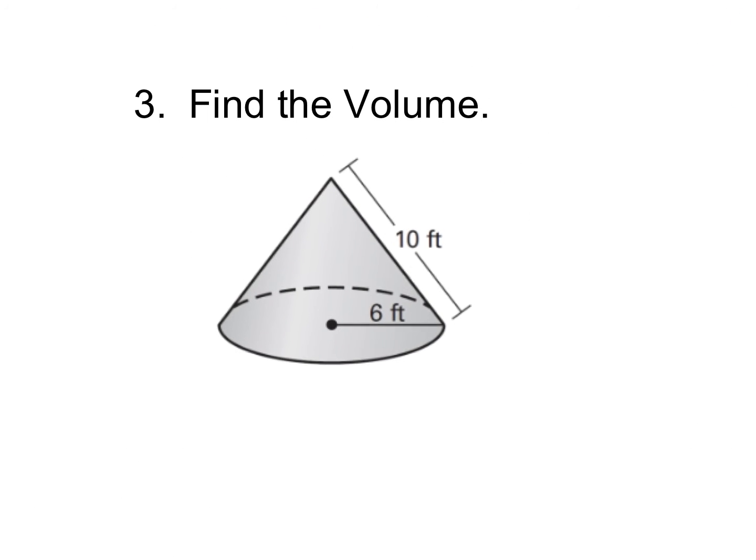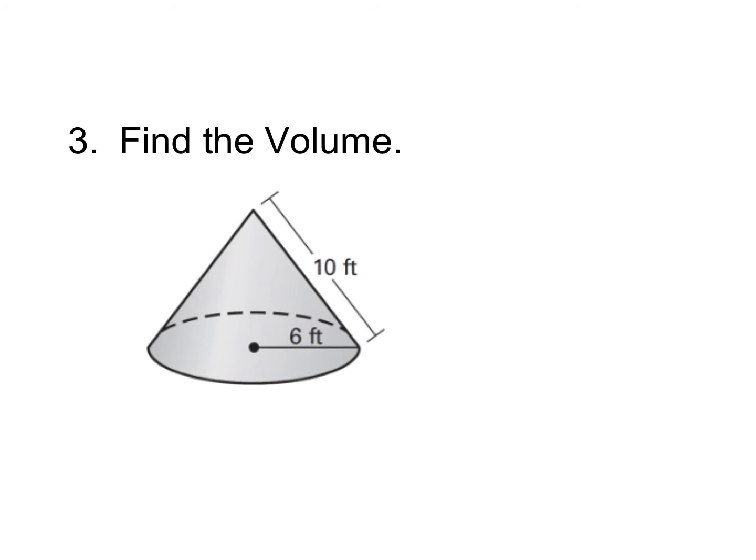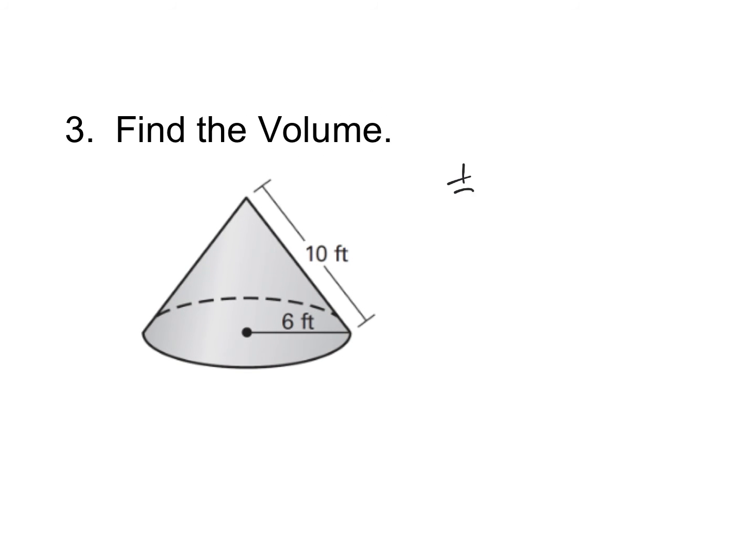But now let's do this one. This is different. Okay, so let's start with 1/3 base times height. The base is a circle, so pi r squared. Pi times 6 squared gives me 36 pi.